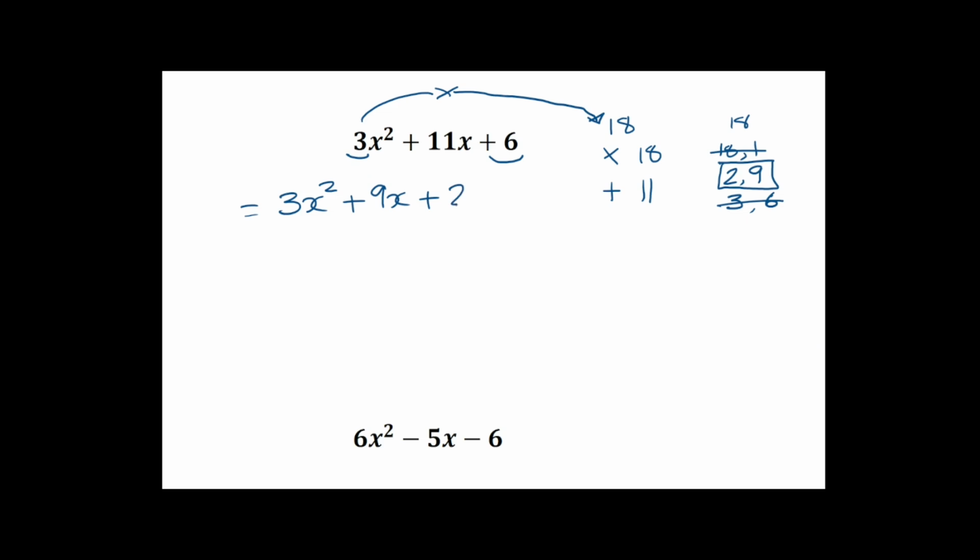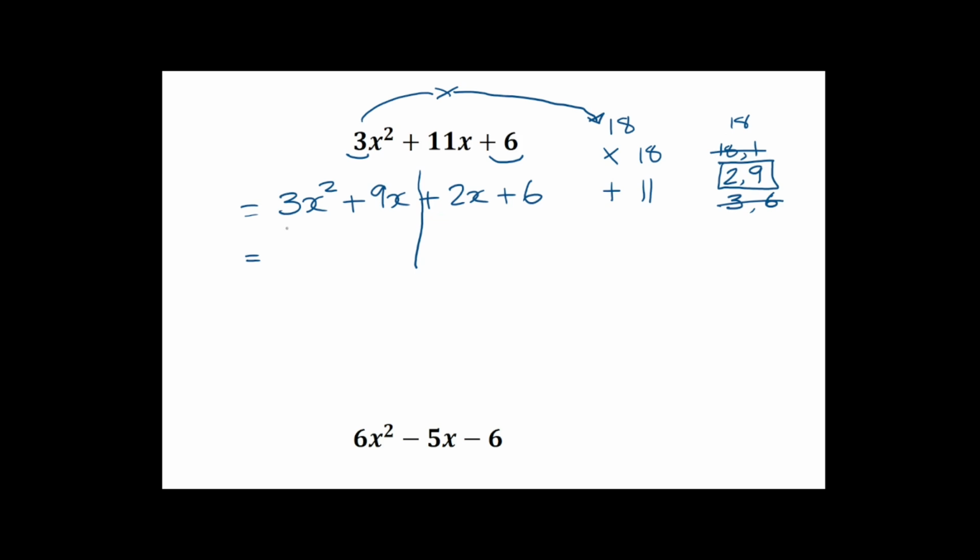Plus 2x plus 6. So just again, convince yourself: 3x squared plus 6 plus 6. This is plus 11, but 9 plus 2x is also 11x. Okay, now we want to partition that off and factorize as per normal.